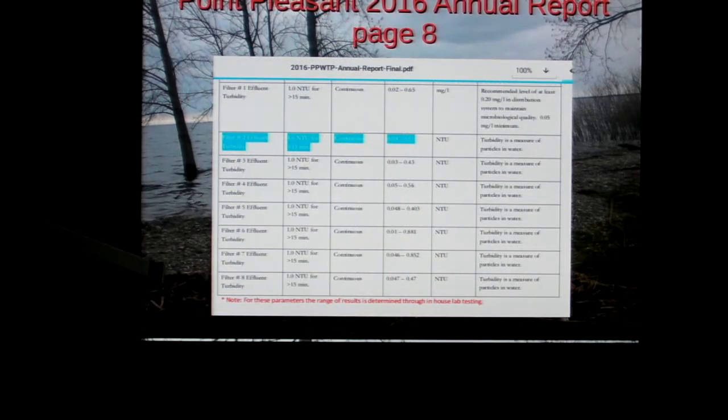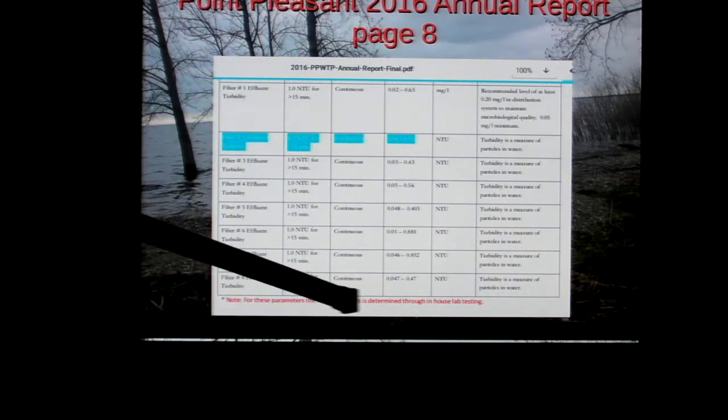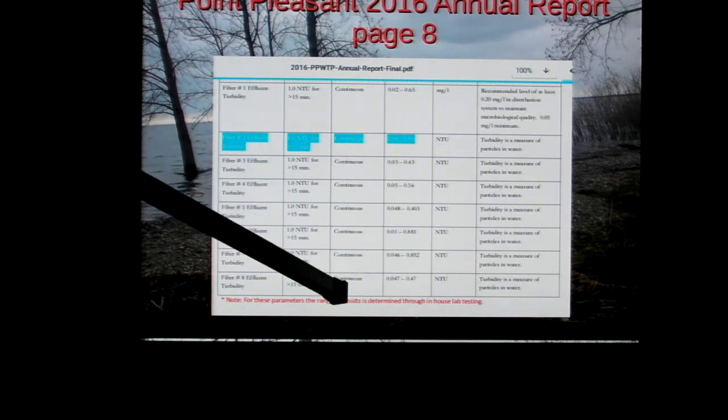And for the filters, they're stating they can go greater than 1 NTU for 15 minutes. The guidelines for Canadian drinking water quality say nothing over 1 NTU. Here they're saying they can go over 1 NTU. So do they really know their business here? You can see how high the filters are going in turbidity. Filter number 2, 0.96 NTU. Filter 6, 0.88 NTU. Filter 7, 0.852 NTU. What's going on here?